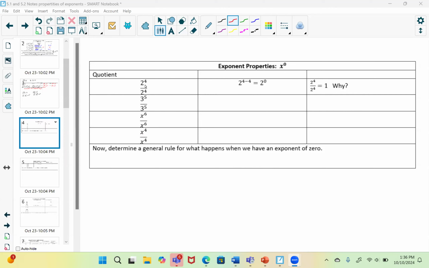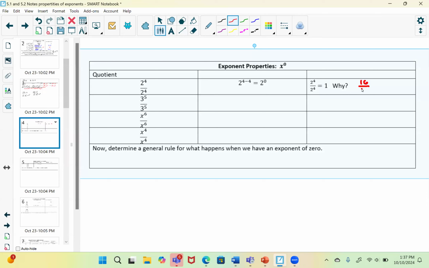When we divide, we said we subtract our exponents. So 2 to the fourth divided by 2 to the fourth is 2 to the 4 minus 4, which is 2 to the 0. And again, we know 2 to the fourth divided by 2 to the fourth, anything divided by itself is 1, because 2 to the fourth would be 2 times 2 times 2 times 2, which is 16 over 16, which is 1. And anything divided by itself is 1.